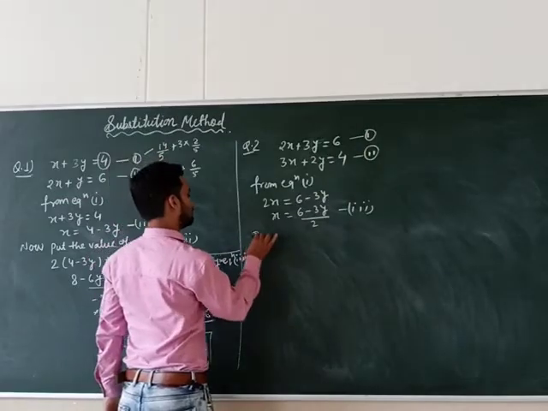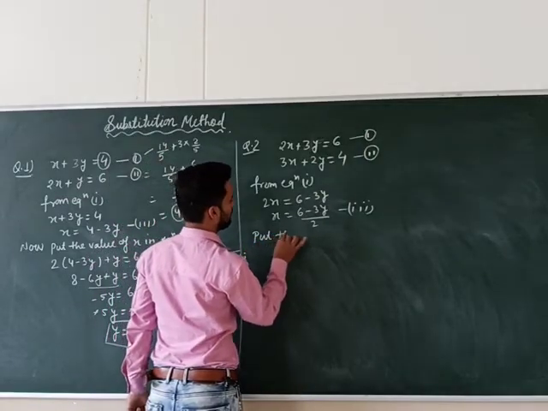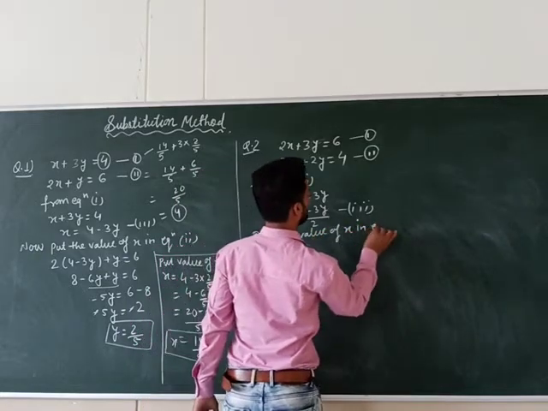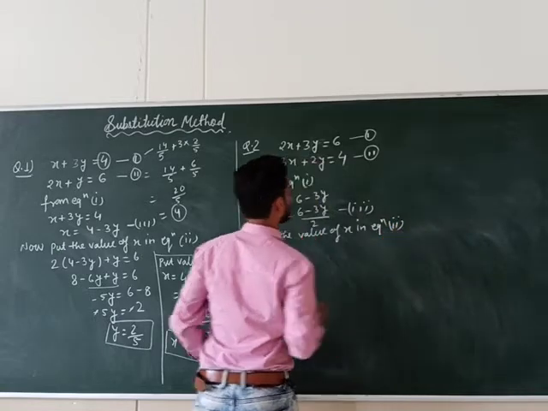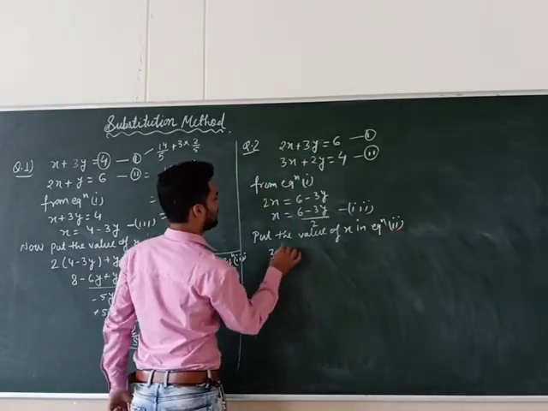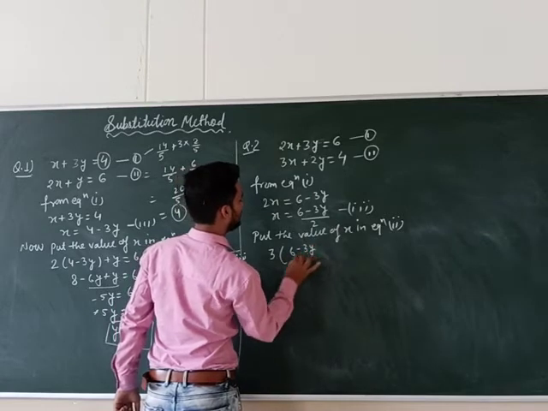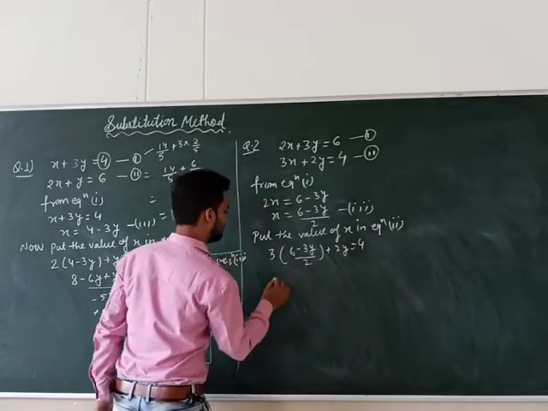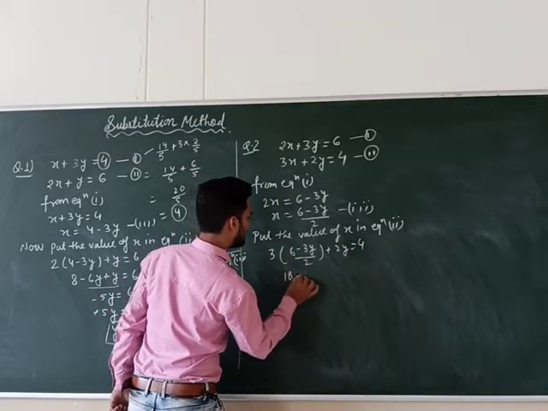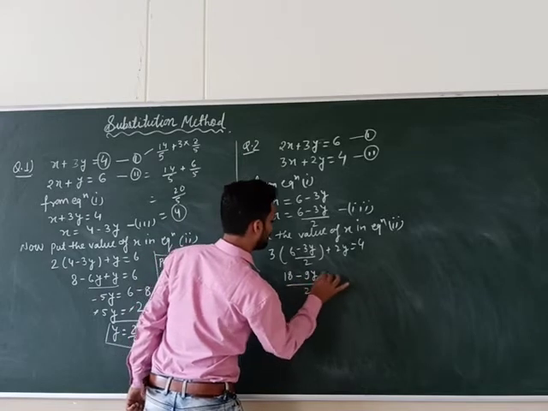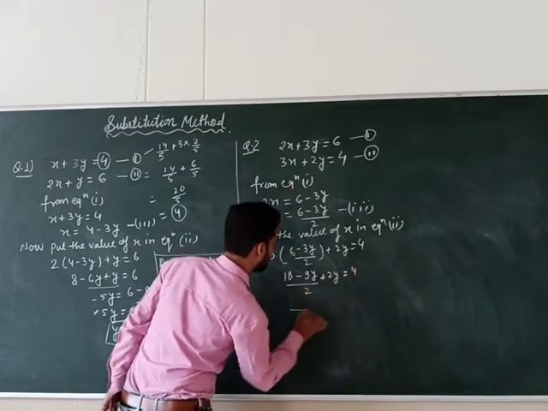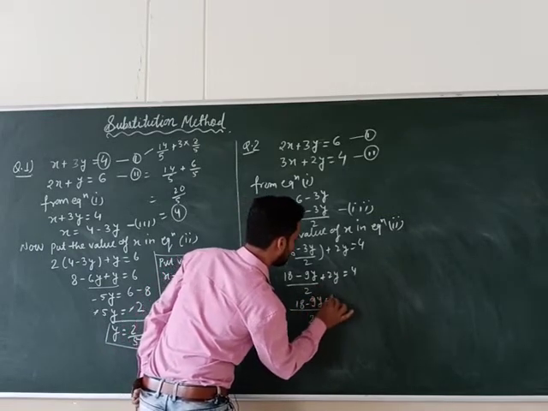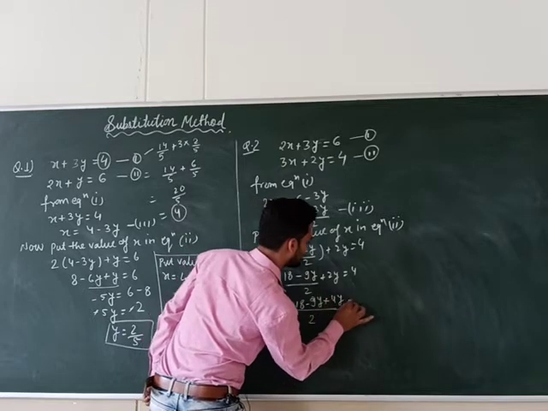Now put, as usual, the value of x in equation second. So this will be 3 times the value of x, which is 6 minus 3y upon 2, plus 2y is equal to 4. So this will be 3 into 6 is 18 minus 9y upon 2 plus 2y is equal to 4. After taking LCM, this will be 18 minus 9y plus 2 into 2y, that is 4y, is equal to 4.